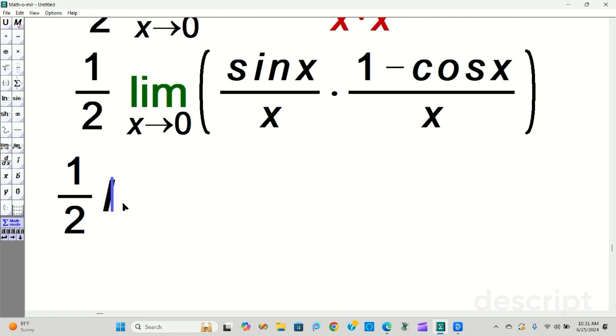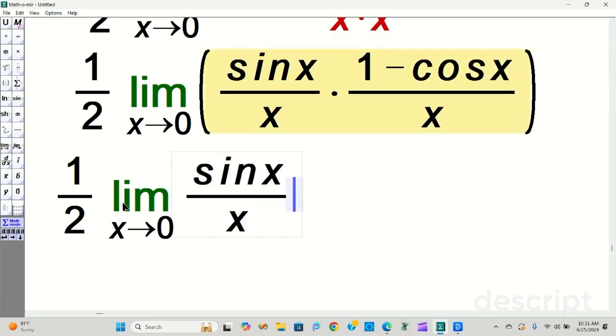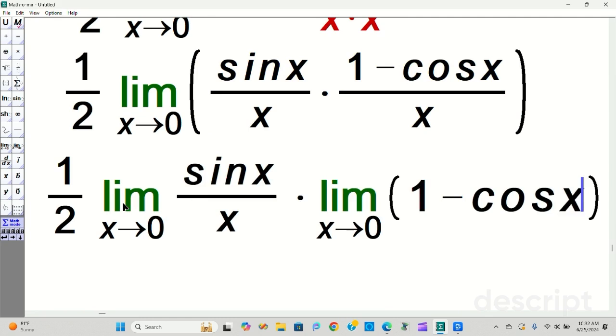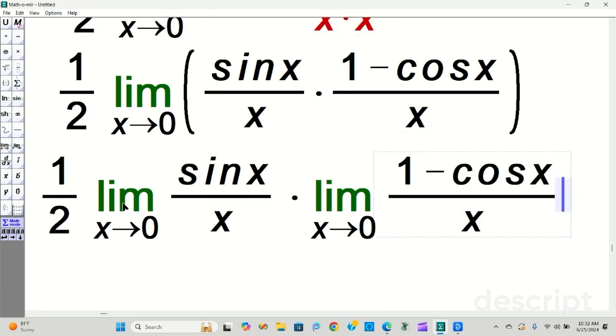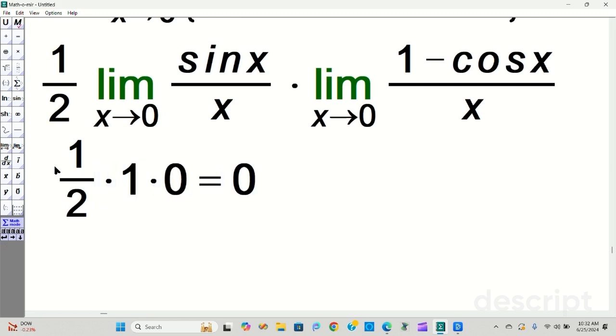So you're going to have 1/2 limit as x goes to 0 of sine x over x times the limit as x goes to 0 of 1 minus cosine x over x. Each of these limits is well known, so you end up with 1/2 times 1 times 0. And of course, this is just equal to 0.